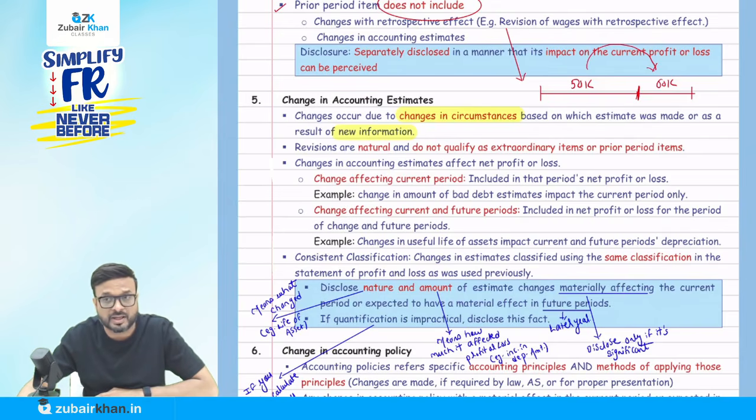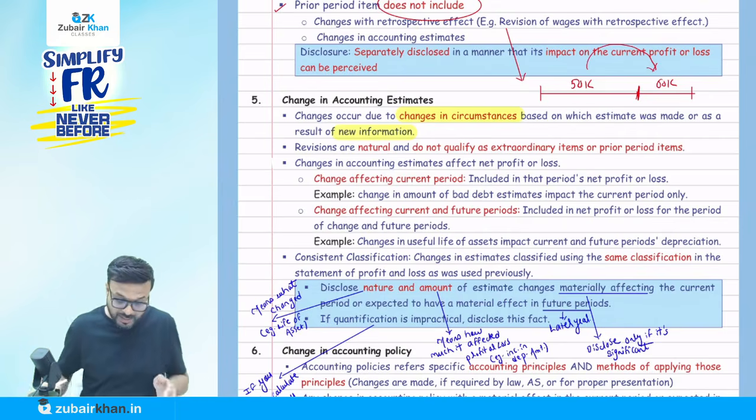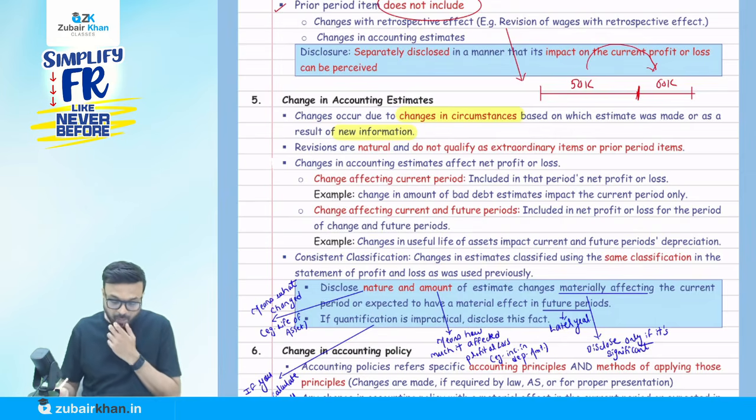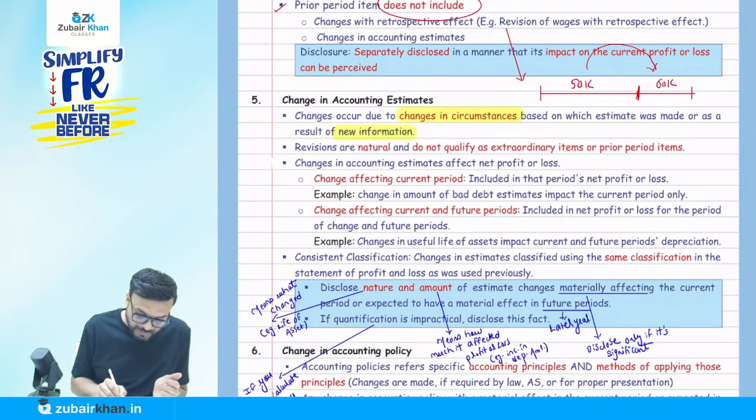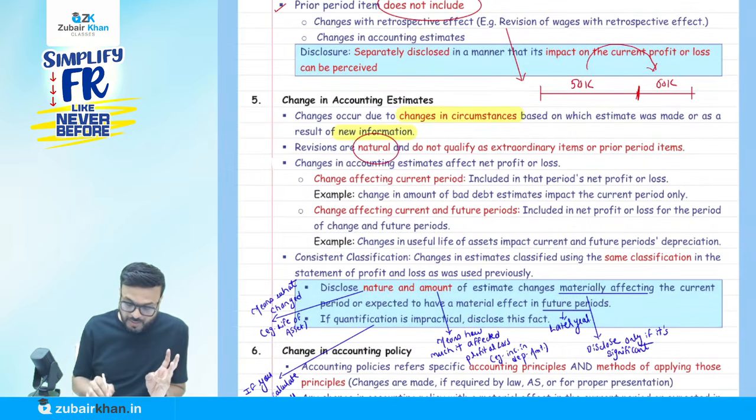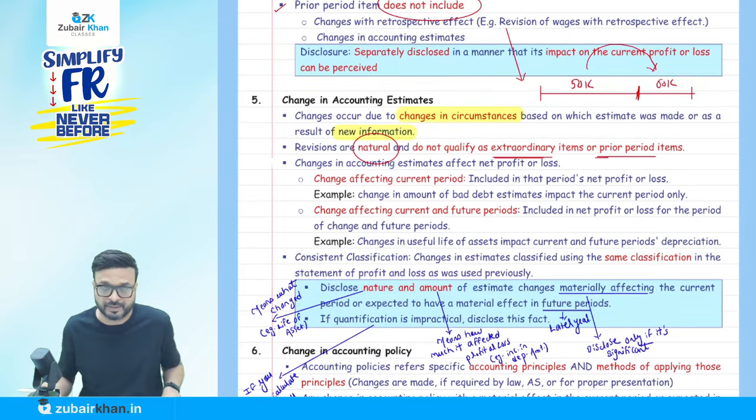So is a change in accounting estimate something extraordinary? No, it is very normal in business. Revisions are natural and do not qualify as an extraordinary item or a prior period item. Remember that a change in accounting estimate is natural, as I told you. It is not an extraordinary item, it is not a prior period item, it is very normal in business.